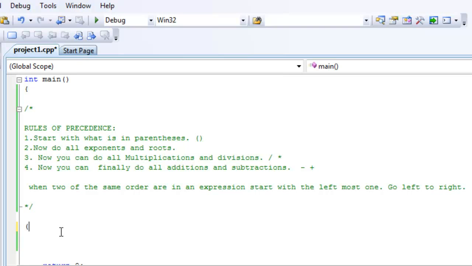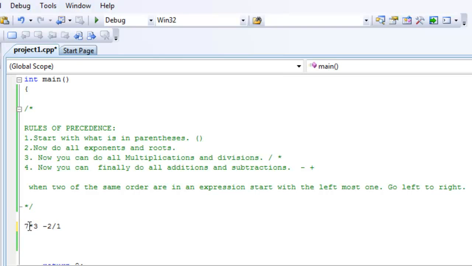Okay, let's try this one. 5 plus 2, times 3 minus 2 over 1. Okay, let's try that one. So, according to the first rule, start with anything that is in parentheses, and it's right here. 5 plus 2 evaluates to 7. We get rid of that. Okay, number 2. Are there any exponents and roots? No. Do all the multiplications and divisions.